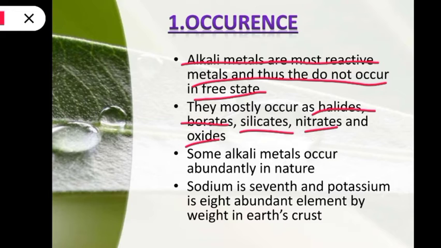Some of the alkali metals occur abundantly in nature. For example, sodium is the 7th and potassium is the 8th most abundant element by weight in the earth's crust. So, sodium and potassium can be seen abundantly in the earth's crust.